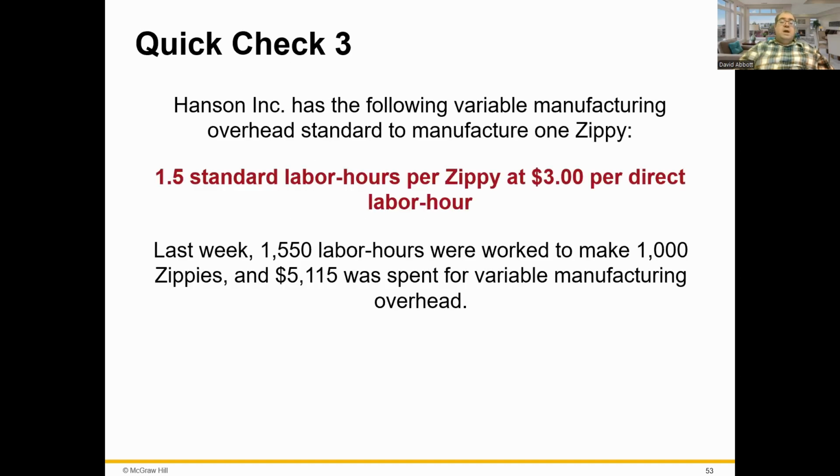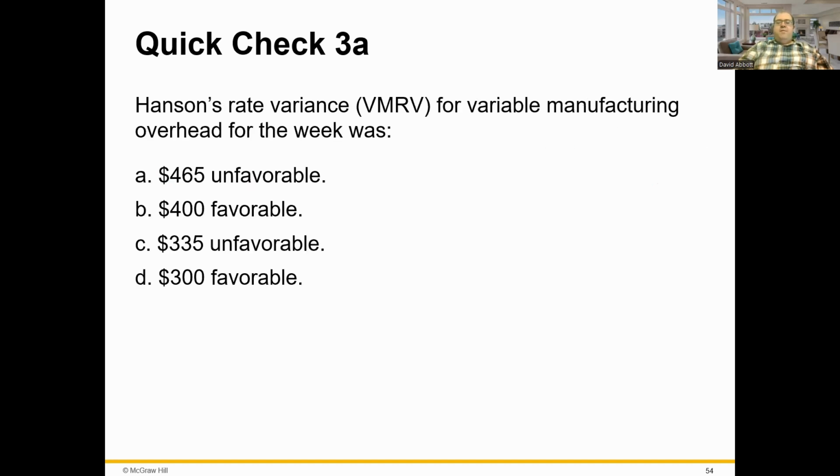So another quick check. Hansen Inc. has the following variable manufacturing overhead standard to manufacture one zippy. So 1.5 standard labor hours per zippy at $3 per direct labor hour. Last week, 1,550 direct labor hours were used to make 1,000 zippies, and $5,115 was spent for variable manufacturing overhead.